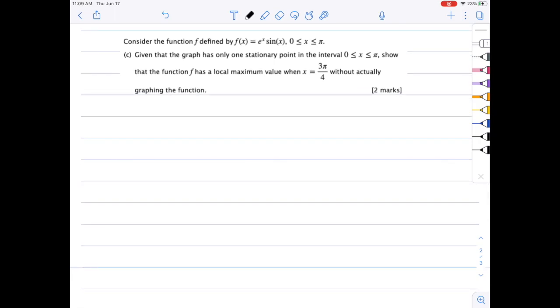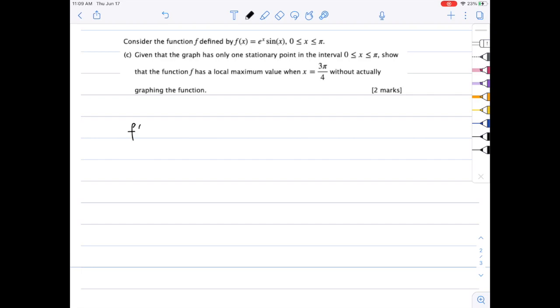Next question. Consider the function f defined by f of x equals e to the x times sine x, and x here is between 0 and pi inclusive. Given the graph has only one stationary point, okay, so they're telling you there's only one stationary point. Show that the function f has a local maximum when x is 3/4 of a pi without graphing the function. So they want you to show that there's one stationary point, and that stationary point is a local max.